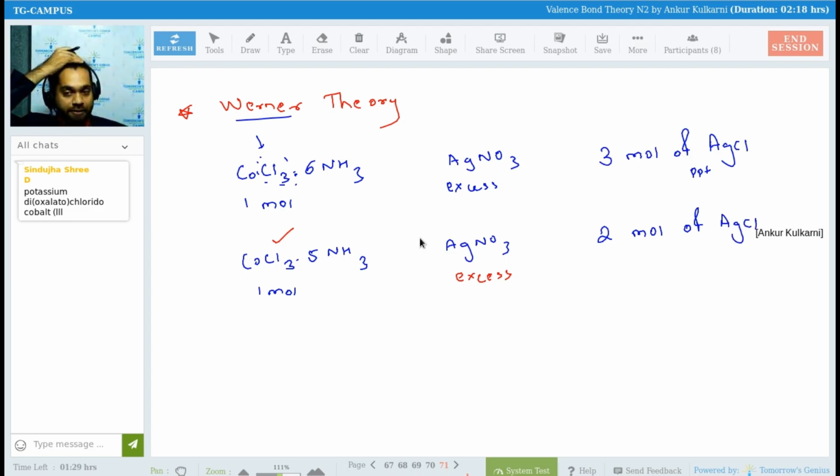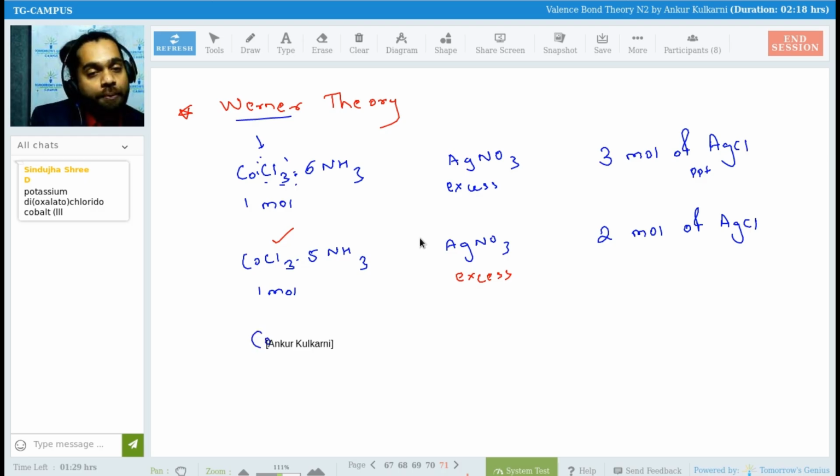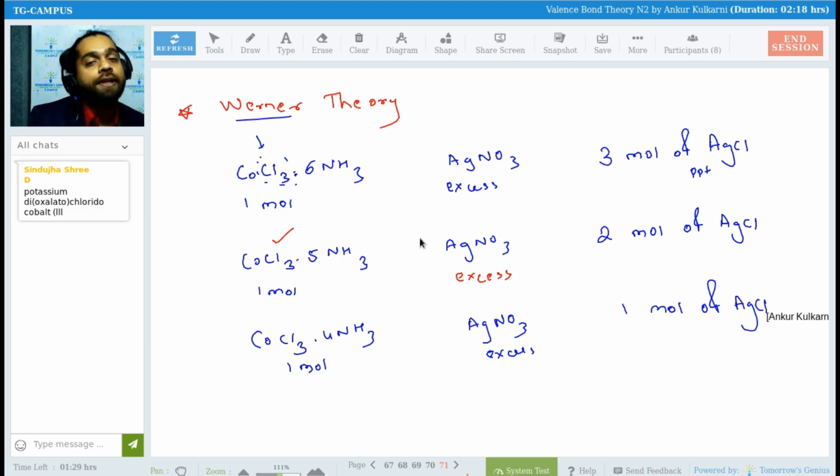So Werner was like, what is happening? Why am I getting 2 moles of AgCl? Okay, I have an explanation for that. Then he removed one more ammonia, and Werner was like, okay, there might be some mistake with the 5 ammonia. Let us do it with 1 ammonia. Over here, again he took AgNO3 in excess, and he got only 1 mole of AgCl precipitate.